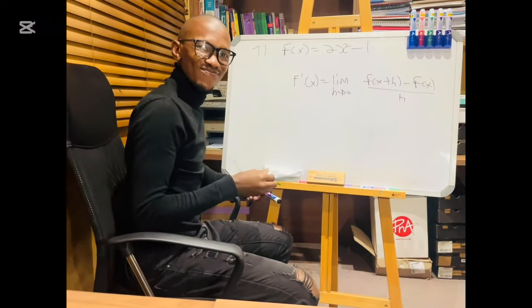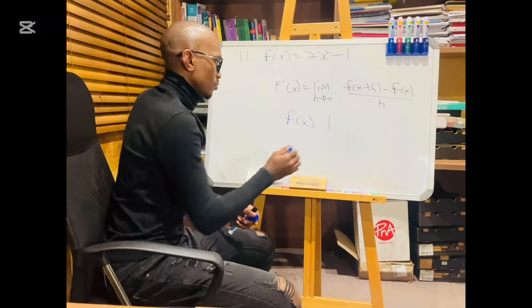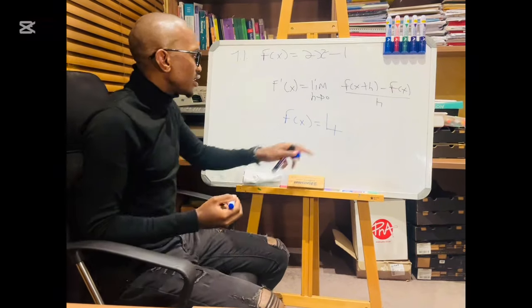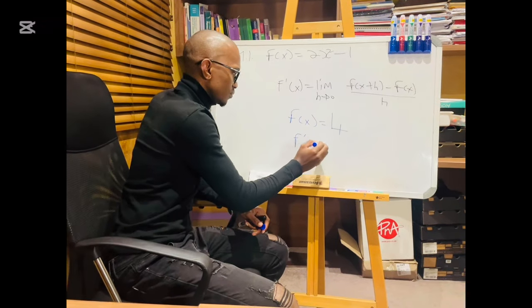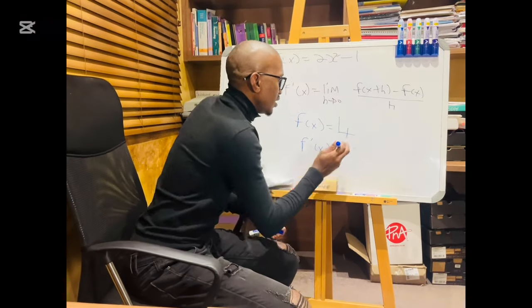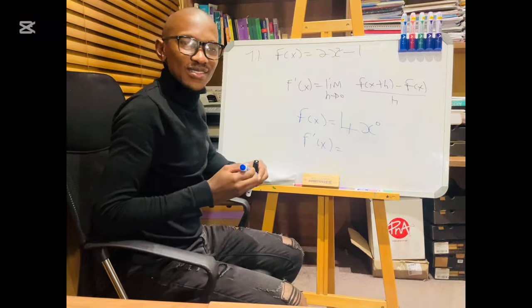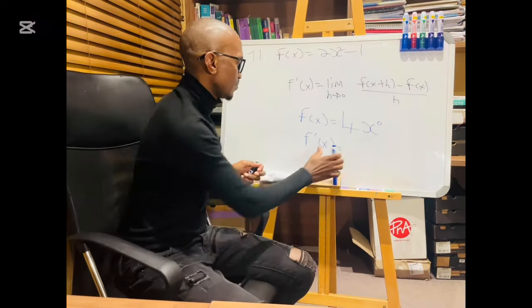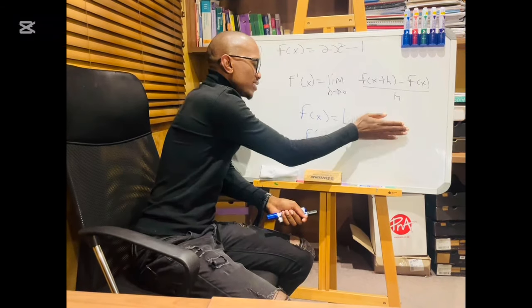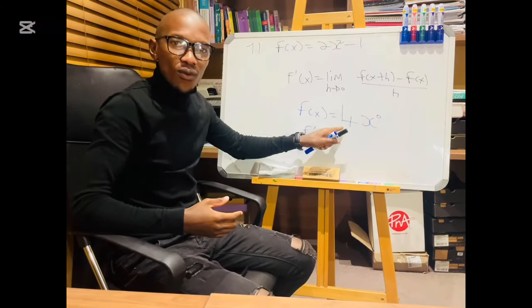My people, check. If I have f of x equals 4, and they want the derivative, the answer is going to be 0. But do you know how we got the 0? Let me show you how. This is the same thing as, guys, pay attention. When it's 4, it's the same thing as 4 times x to the power 0. Remember, anything to the power 0 is what? 1. And what is 1 times 4? 4.